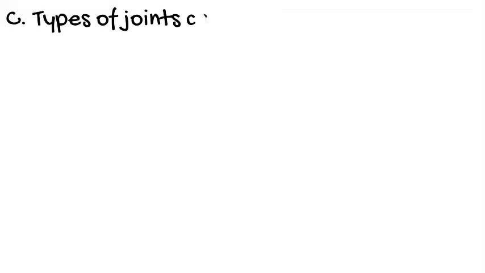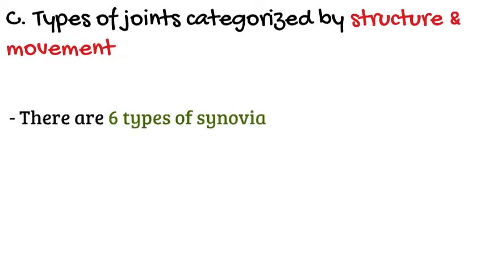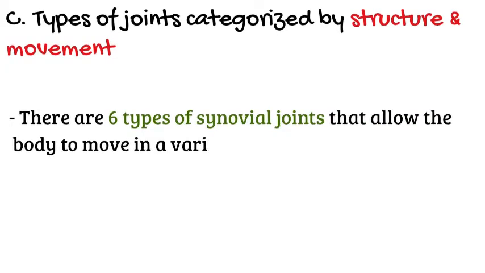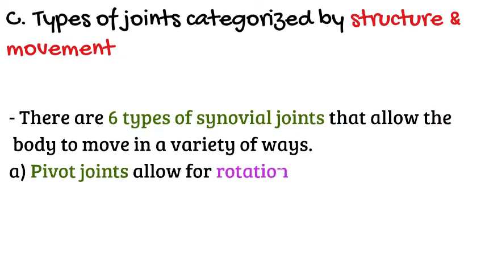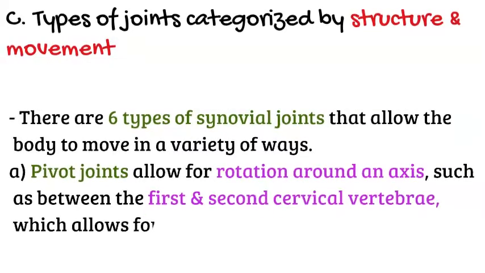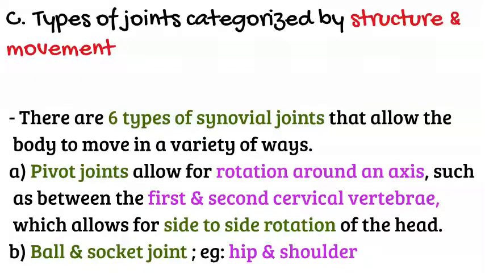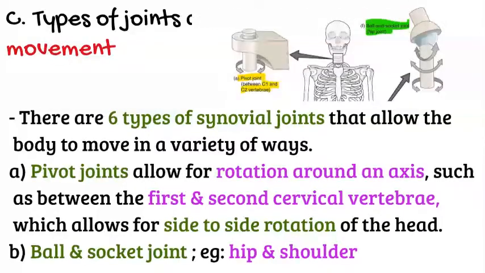C. Types of joint categorized by structure and movement. There are 6 types of synovial joints that allow the body to move in a variety of ways. A. Pivot joint allows for rotation around an axis, such as between the first and second cervical vertebrae, which allows for side-to-side rotation of the head. B. Ball and socket joint. Example, the hip and shoulder joint. This picture shows an example of a pivot joint and ball and socket joint.